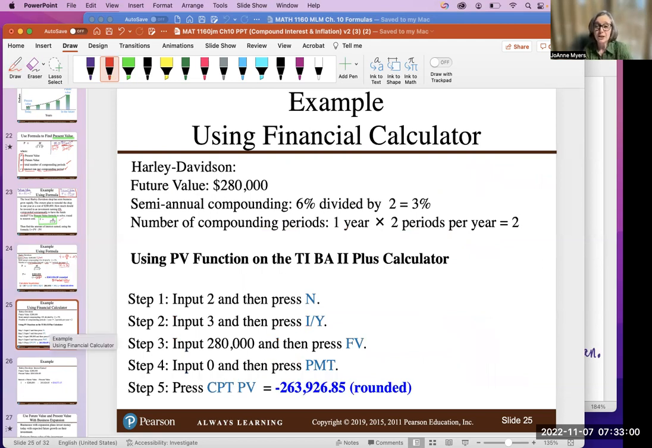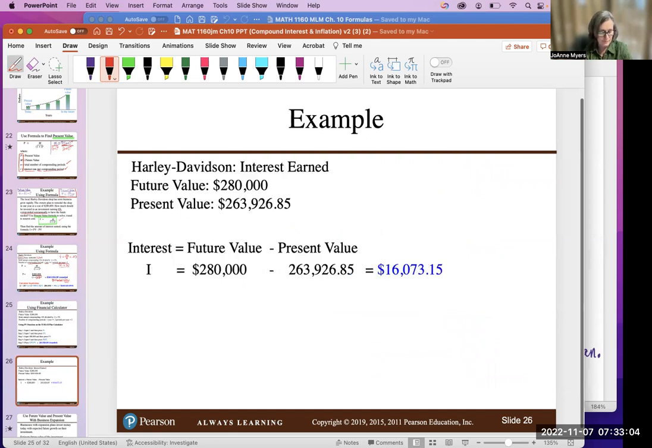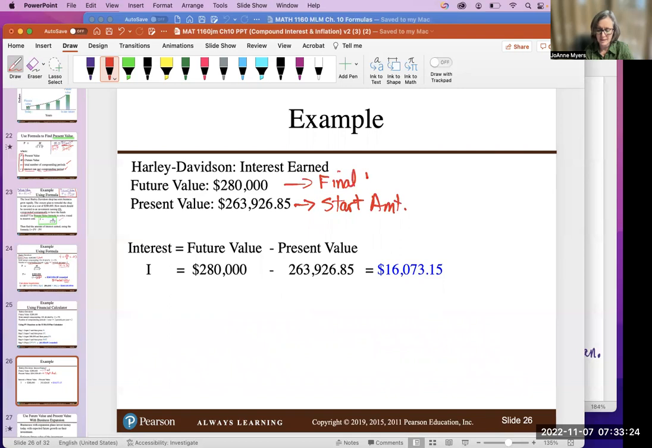You can plug it into your calculator if you like. Again, pause the video and read the steps. The second part says, well, what was the interest? If this is your present value or your starting principal, another word for this would be your starting amount. Here's your final amount. Then clearly the interest is the difference, where you subtract those two. So here's your interest.